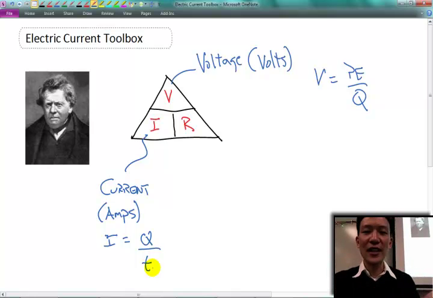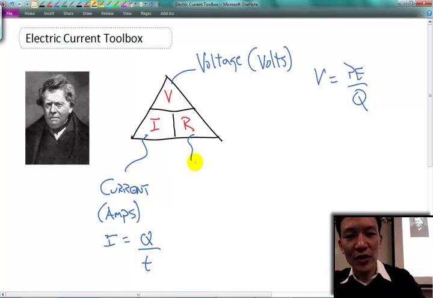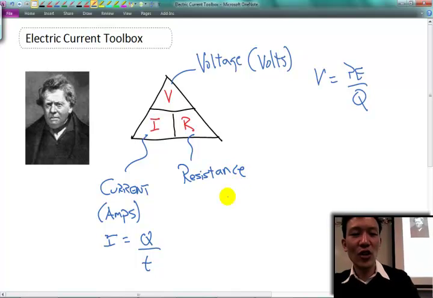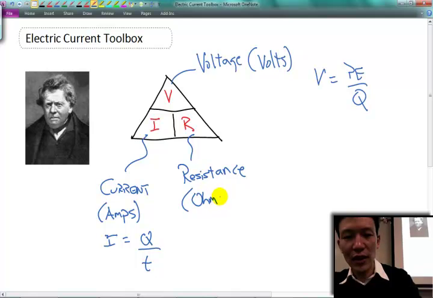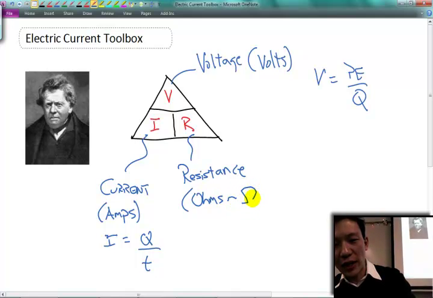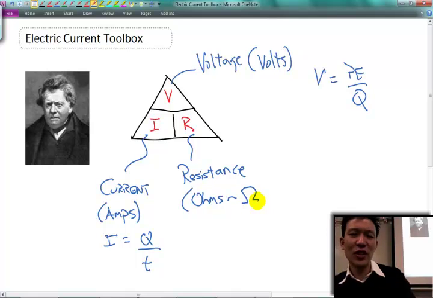Finally, R. What do you think R stands for? R is for resistance. The units for resistance is ohms, named after Georg Simon Ohm, a German scientist, I believe. And the symbol we use is the Greek letter omega. It looks like a horseshoe, which I didn't draw very well. There you go. It's the Greek letter omega.